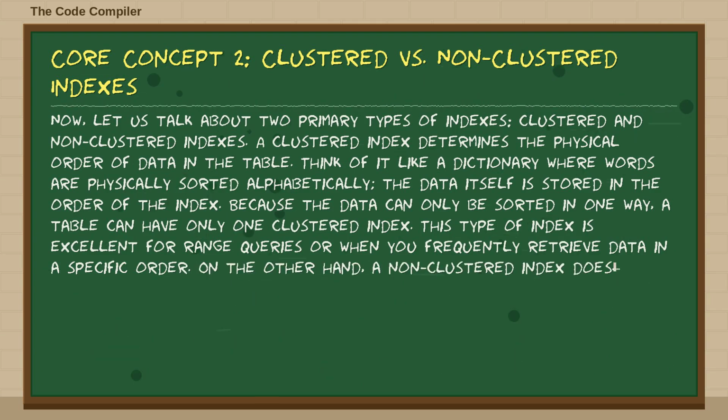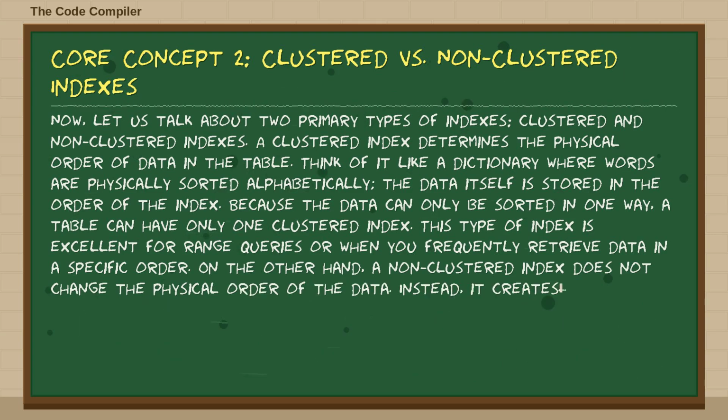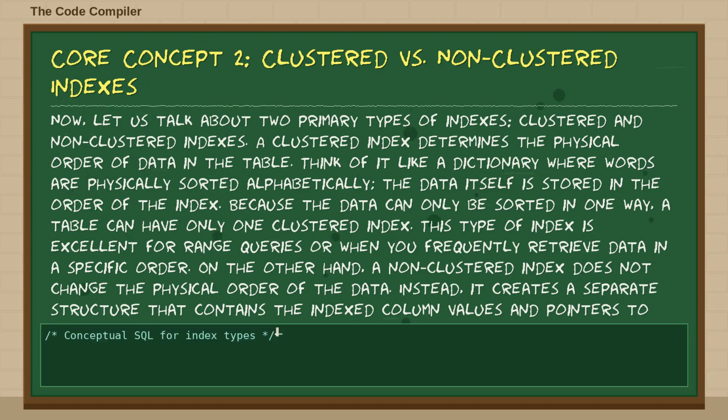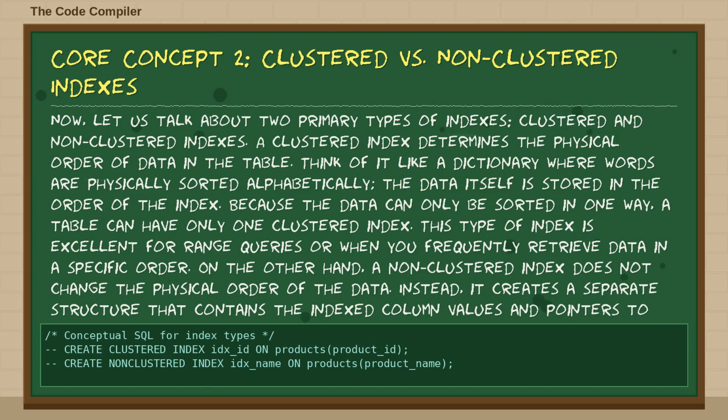On the other hand, a non-clustered index does not change the physical order of the data. Instead, it creates a separate structure that contains the indexed column values and pointers to the actual data rows. Imagine it like the index at the back of our textbook. It points to where the information is, but the book's pages are not rearranged. A table can have multiple non-clustered indexes, making them versatile for various search criteria.